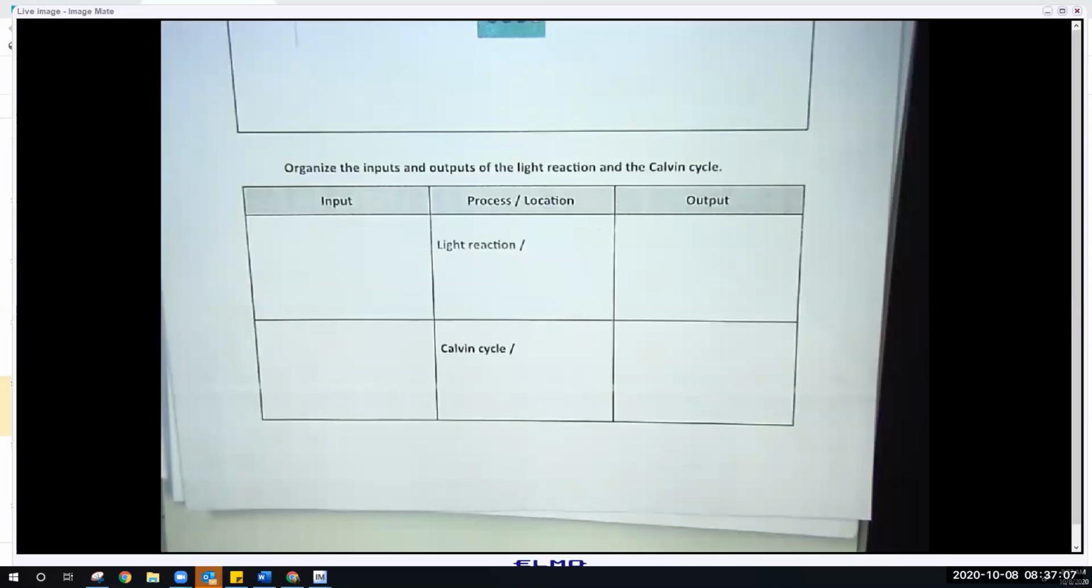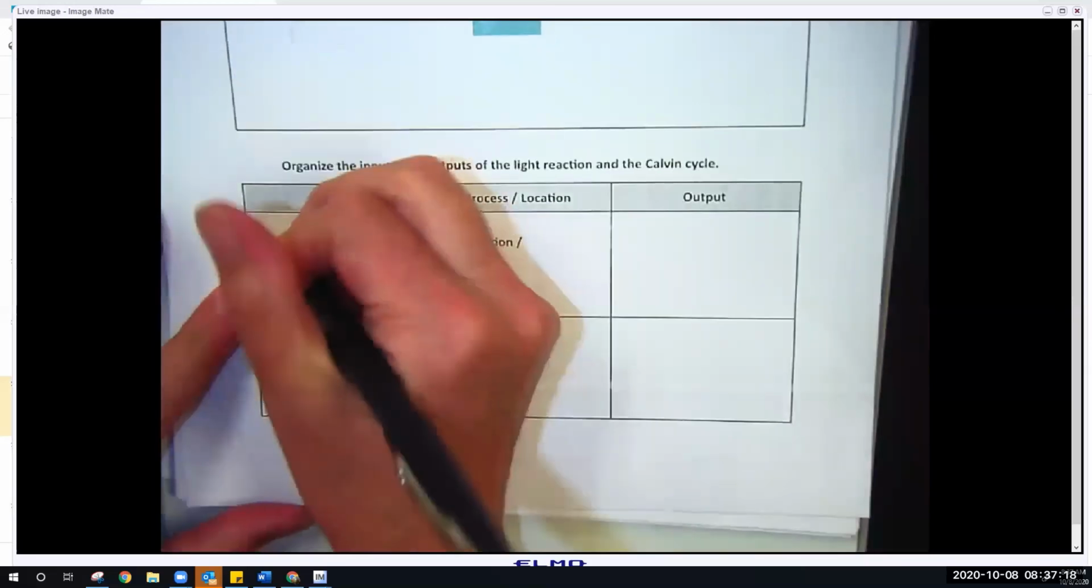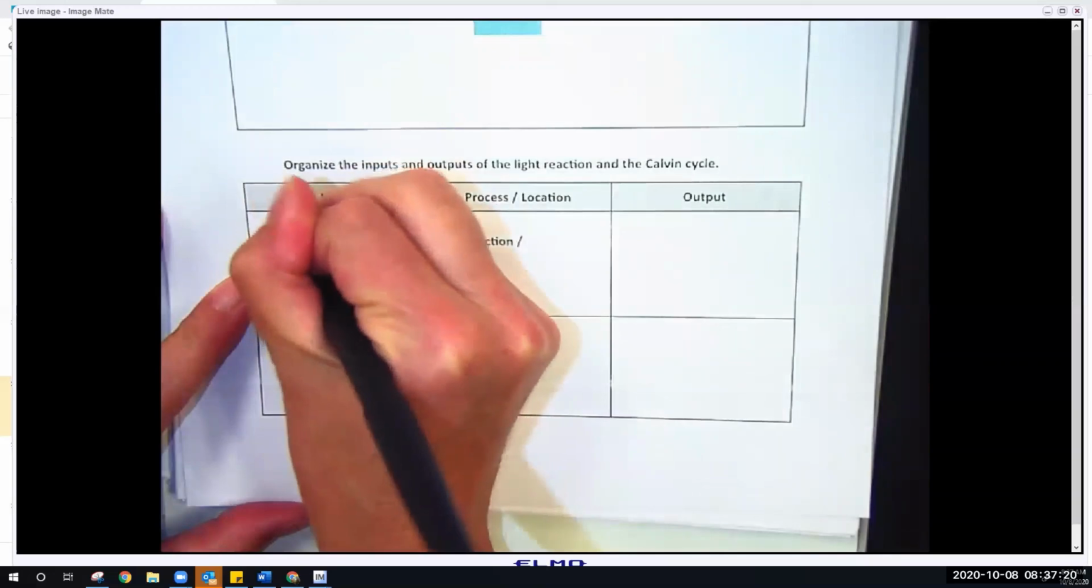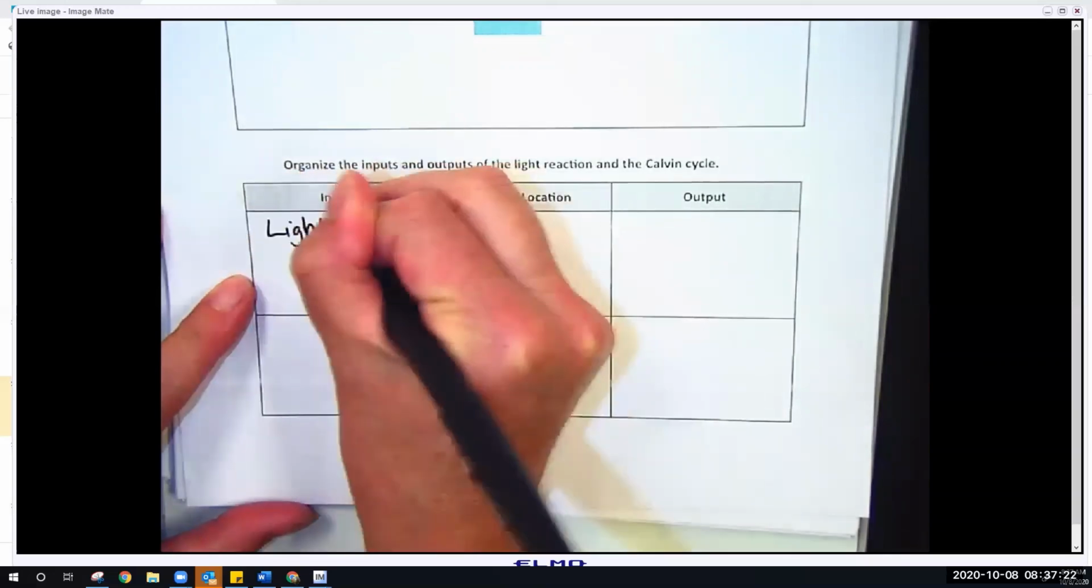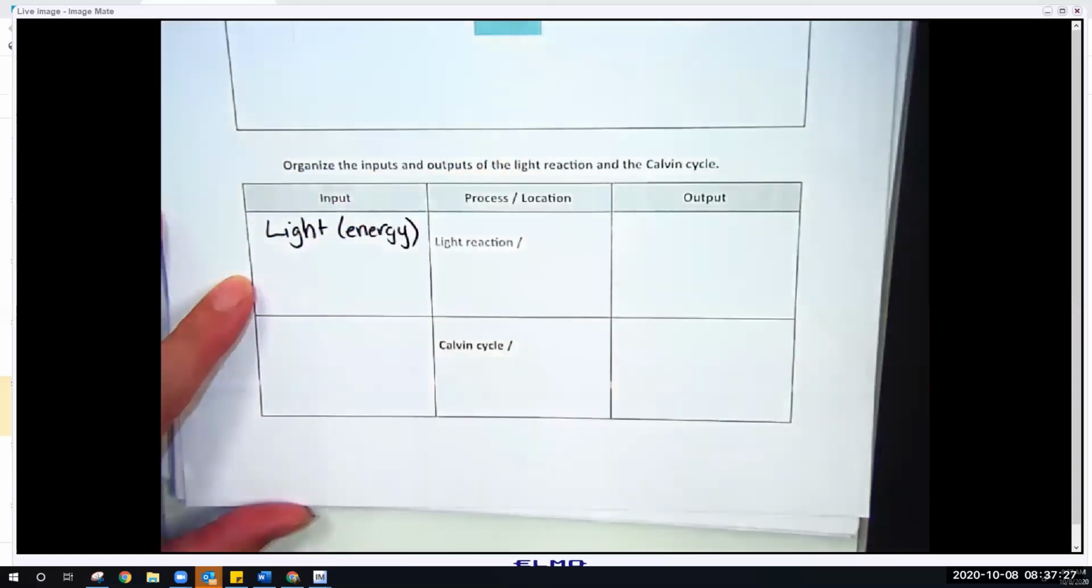I could just do the input for the light reaction. Okay, what should I put in there? So light and then water. Good. So we need light. You should know that light is providing the energy that we need for photosynthesis.